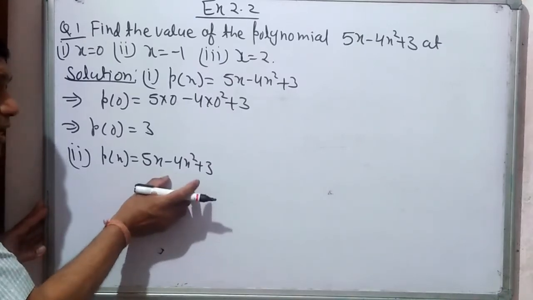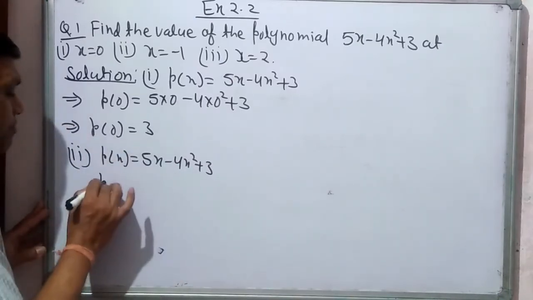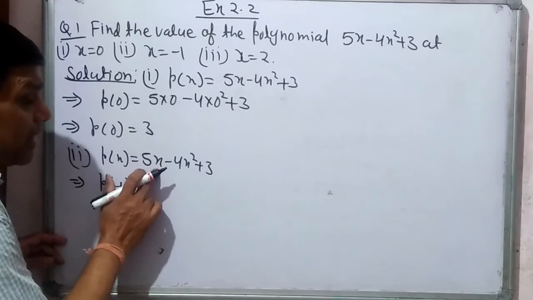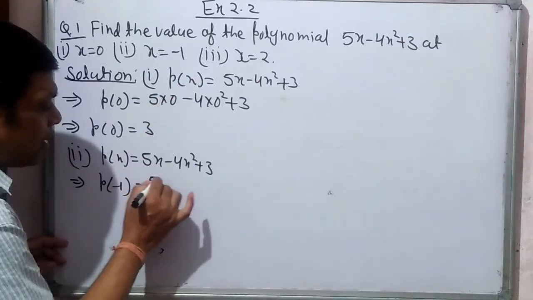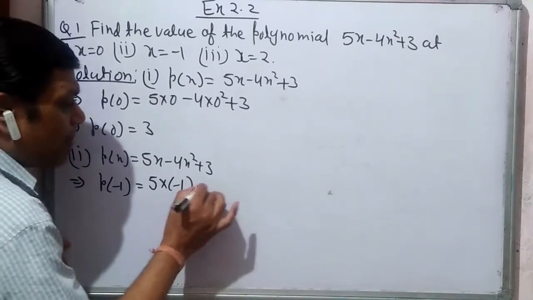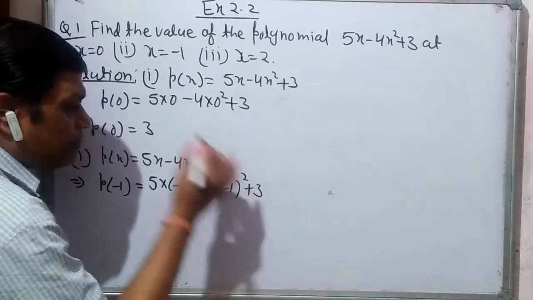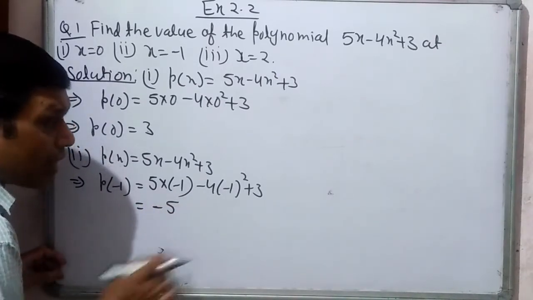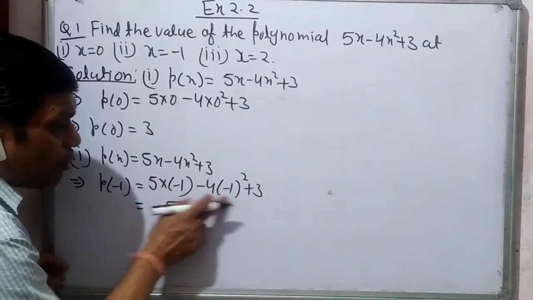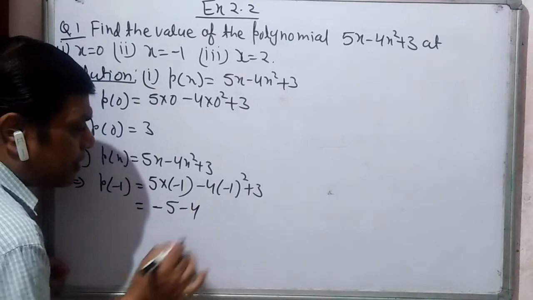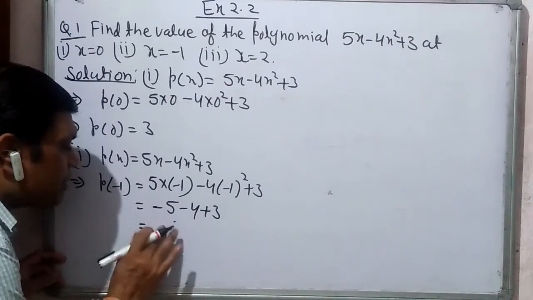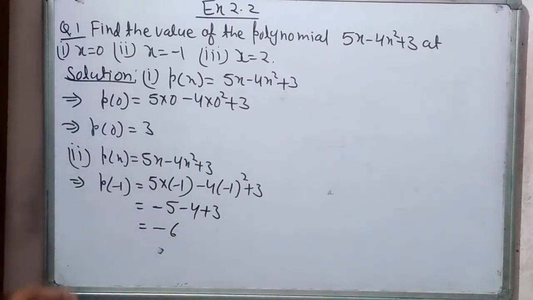Let us put x as minus 1 in this. Now minus 1 will be leading to the value of this polynomial. That means polynomial's value at minus 1. What shall we do? We'll replace x. In place of it, we'll put minus 1. 5 multiplied minus 1 minus 4 multiplied minus 1 square plus 3. Solve it out. This will give us minus 5. Square of negative 1 is positive 1. 4 into 1 will be 4 and minus sign will be retained, plus 3. How much will it give us? This will give us minus 6. So polynomial's value at minus 1 will be minus 6.